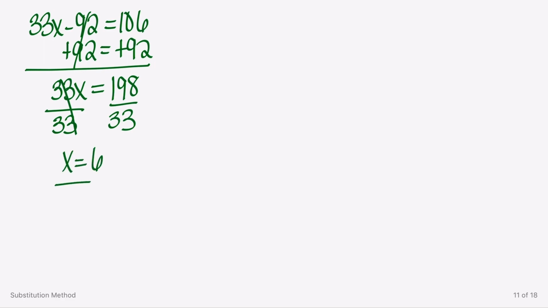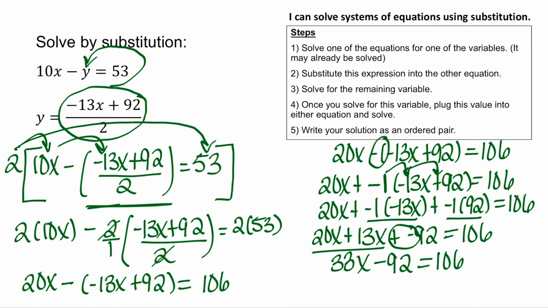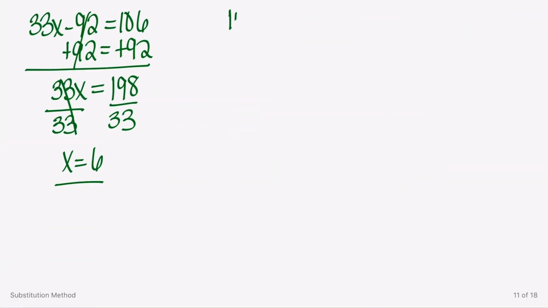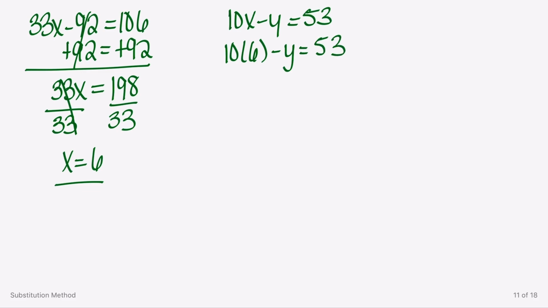So remember, once again, this x equals 6 is only half of the problem. I need to go back and actually figure out the value of y. So I'm just going to use this first equation to figure out the value of y. So I have 10x minus y equals 53. So when I plug in, I have 10x minus y equals 53. I'm going to substitute 6 for x, so I have 10 times 6 minus y equals 53. 10 times 6 is 60, so 60 minus y equals 53.